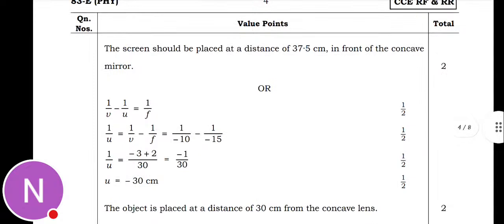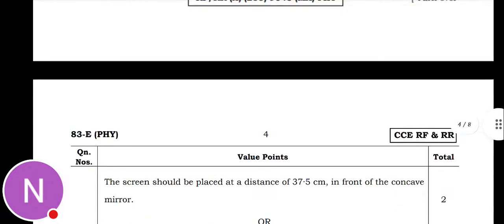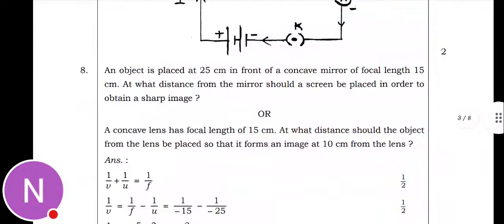For the second question, option B that they have given, the formula is 1 by v minus 1 by u is equal to 1 by f. 1 by u is equal to 1 by v minus 1 by f. So it is equal to 1 by minus 10 minus 1 by minus 15. So 1 by u is equal to, if we cancel, minus 3 plus 2 by 30, that is equal to minus 1 by 30. Therefore u is equal to minus 30 centimeter is the answer for the second question they have given here.